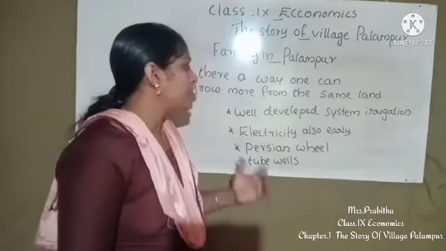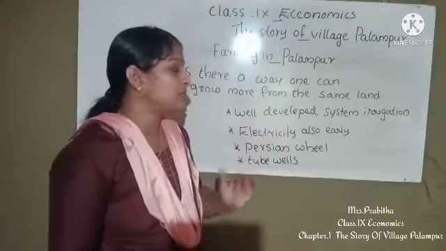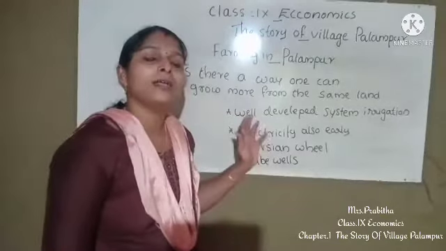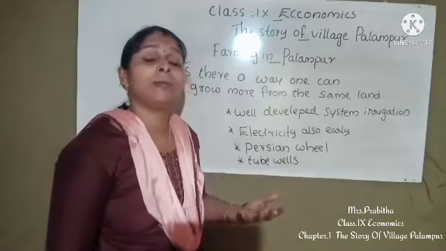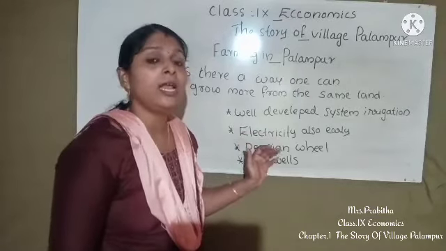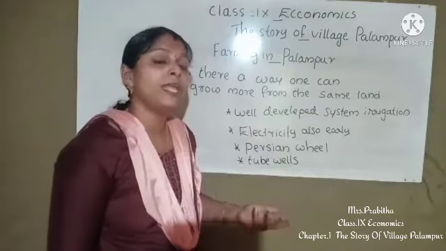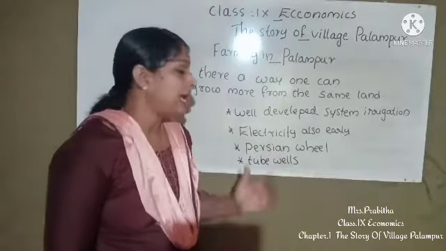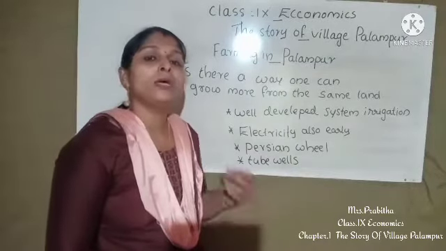Okay, so what are the reasons? Well developed system of irrigation. Electricity also reached early in Palampur. Due to this electricity, a transformation came in the irrigation system. That was the invention of the Persian wheel. The Persian wheel is used by farmers to draw water from the well to irrigate the land, and electrically run tube wells were also used by the farmers to irrigate the land.